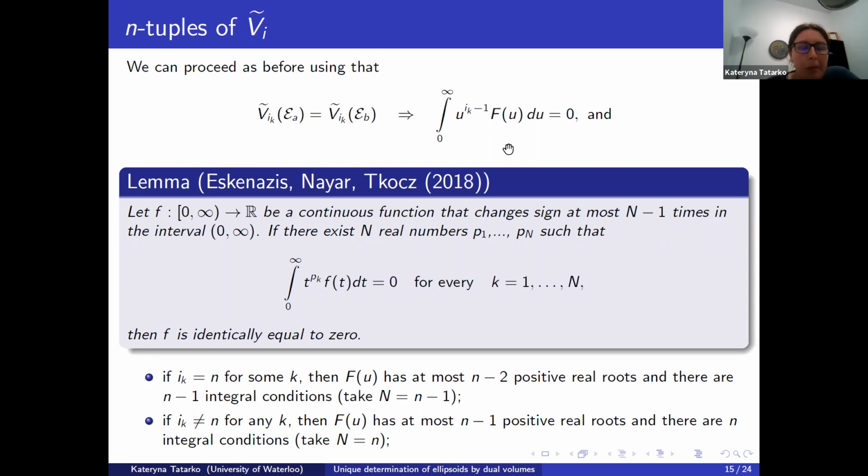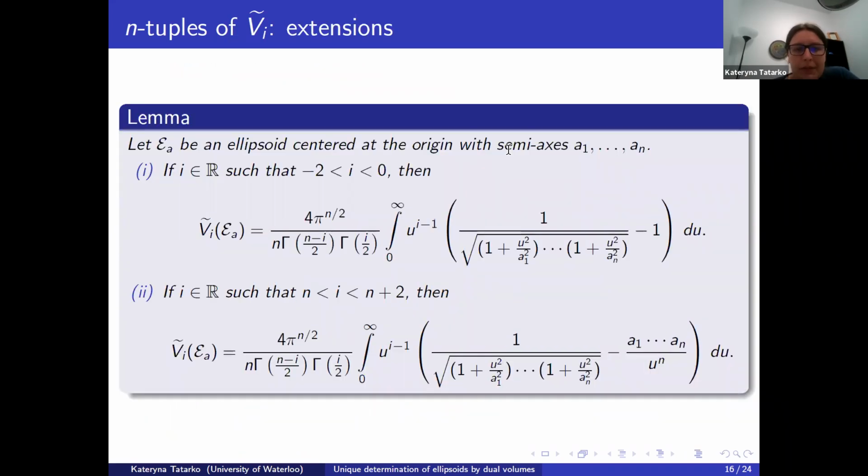Okay, so this finishes the proof, saying that we can now take any n-tuple of dual volumes, but we had restrictions on the indices of this n-tuple of dual volumes. Now, how can we get the result for a larger set of indices? Unfortunately, when we go outside of the interval from 0 to n, the previous representation lemma that we had just doesn't work. The integral there will not be convergent if the index i lies outside of the interval from 0 to n. So once we go outside, we need to somehow adjust our representation.